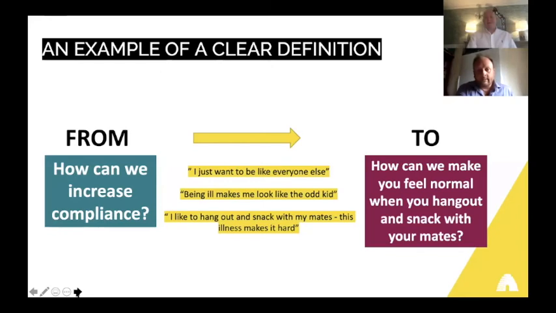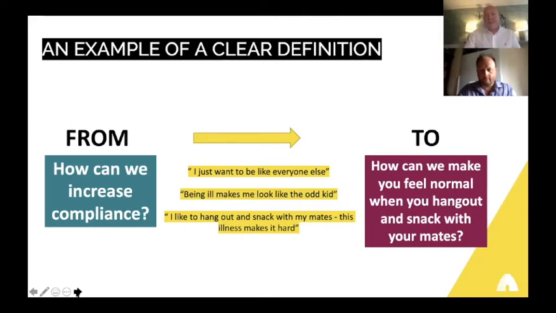So I've got an example of how creating a clear definition, the process that the project team went through with the PKU Medicine. As you heard, the challenge was, how can we increase compliance? During the insights: I just want to be like everyone else. Being ill makes me look like the odd kid. I like to hang out and snack with my mates. This illness makes it hard. And the theme that was identified by the project team there was called the odd one out.